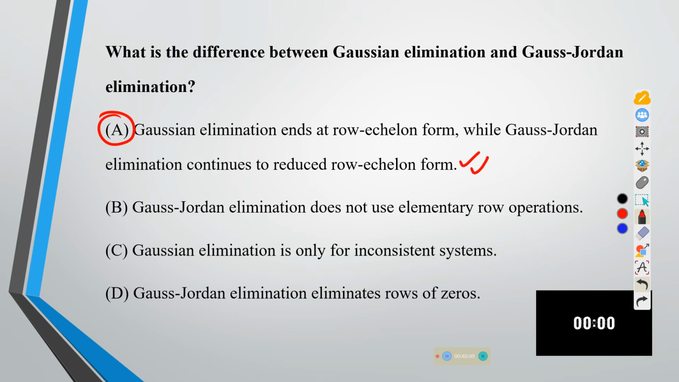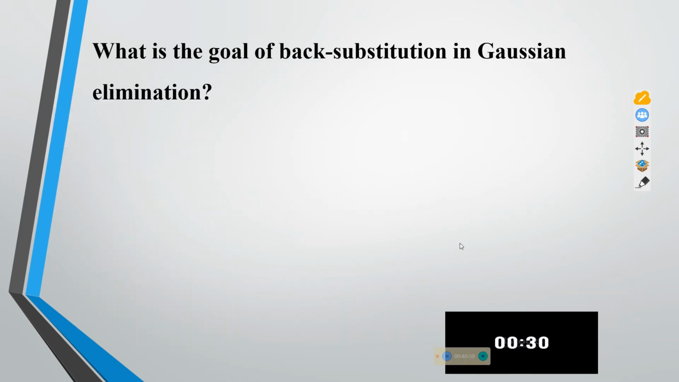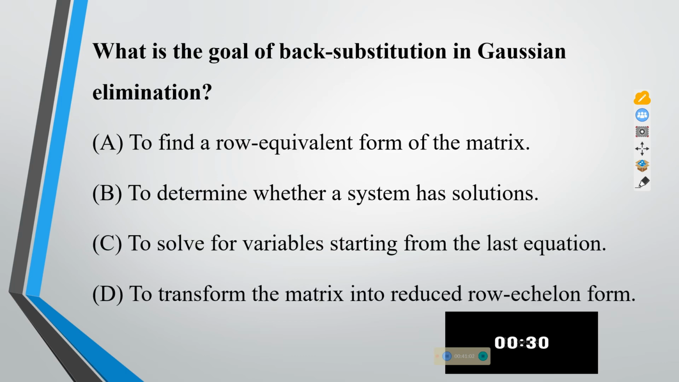So let us move to the next question. So here we have the next question. What is the goal of back substitution in Gaussian elimination?